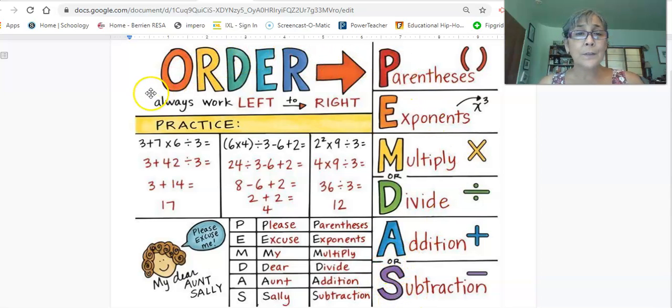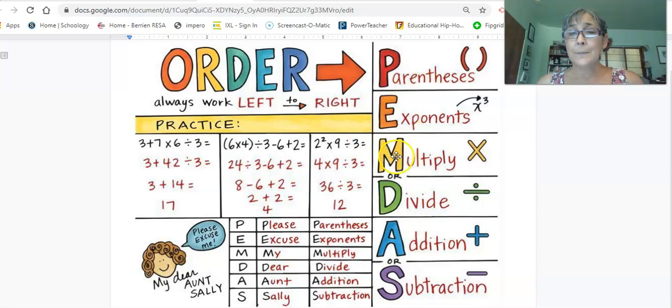Now you'll notice over here it says order. Always work from left to right, just like you do when you're reading. But if the parentheses come later on, you still do them first, even if they're over on the right. Okay? So this is the order you always do things in.